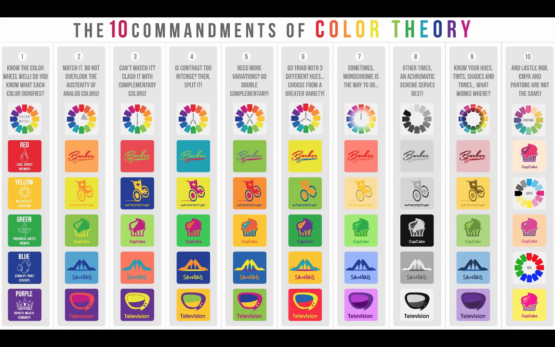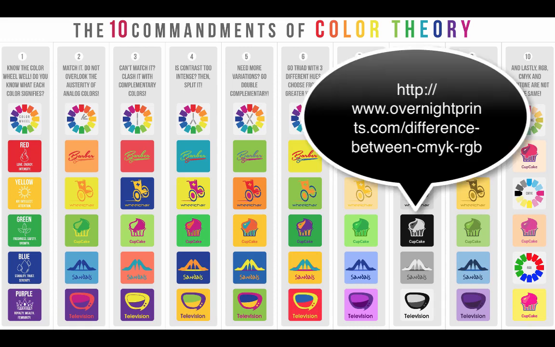And the ninth commandment is know your hues, tints, shades, and tones, and figure out what works where. And this is just going to come with practice and playing around and experimenting with different combinations. And the last and final commandment is RGB, CMYK, and Pantone are not the same. And we're going to be using strictly RGB in this course, and that's because we're designing for digital. And RGB just means red, green, blue. CMYK means cyan, magenta, yellow, and then K is actually black. And there's a great article over at overnightprints.com that I'll give you right now.